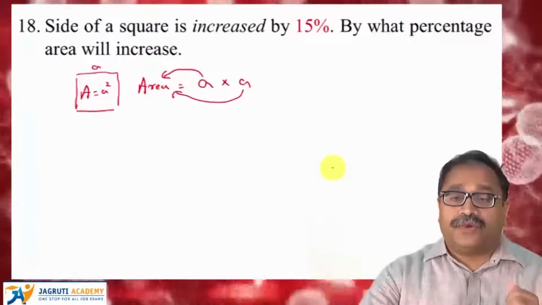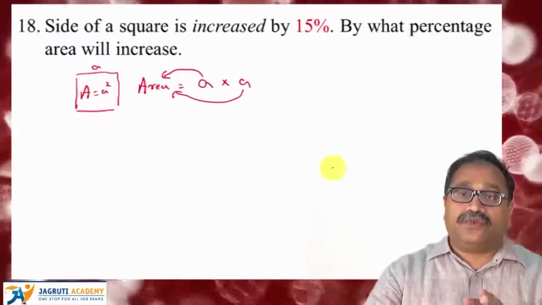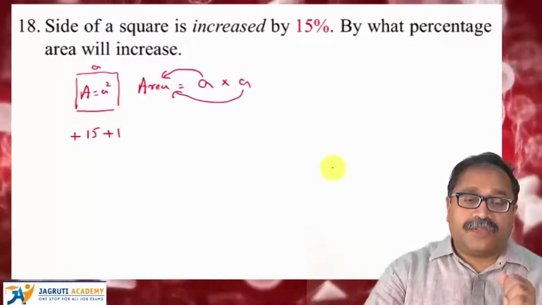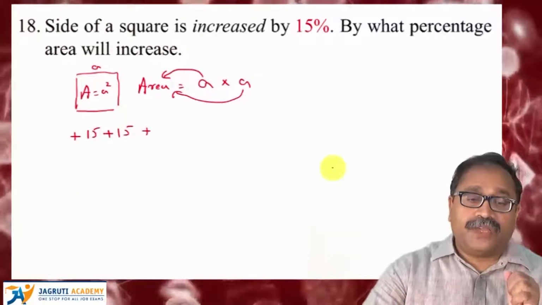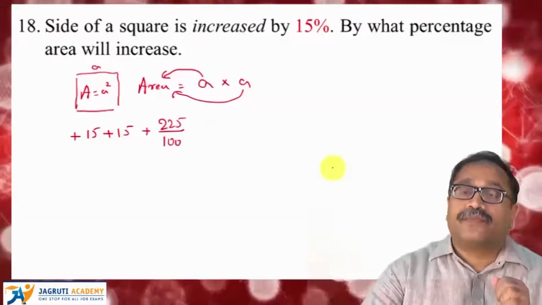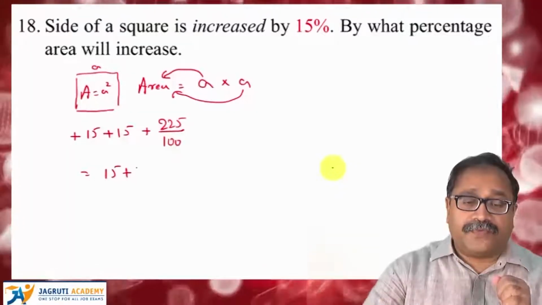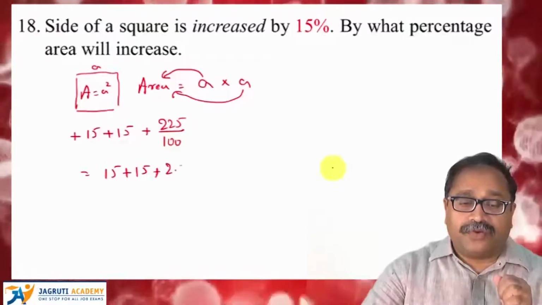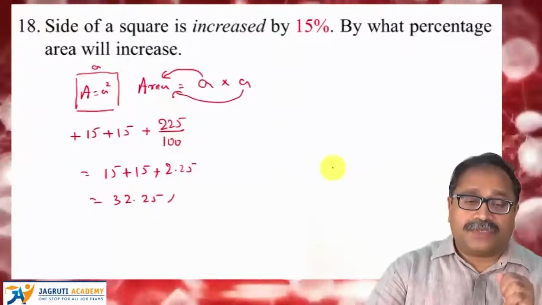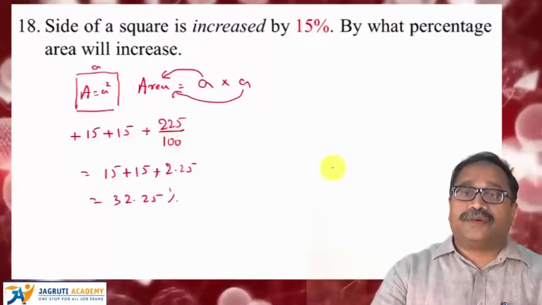So what percentage increase in area? That is 15% 2 times. That is plus 15 and plus 15 into 15, that is 225 by 100, which is equal to 15 plus 15 plus 2.25, which is equal to 32.25%. So the area will increase by 32.25%.